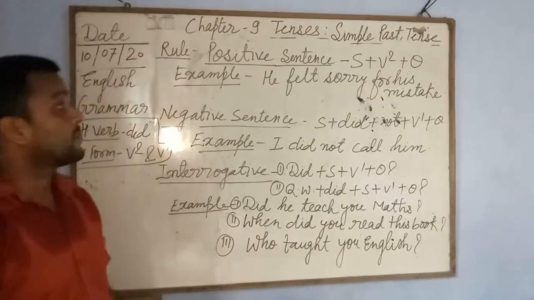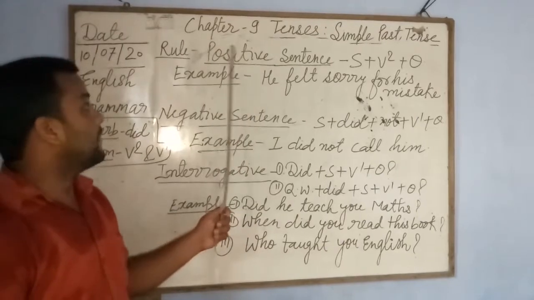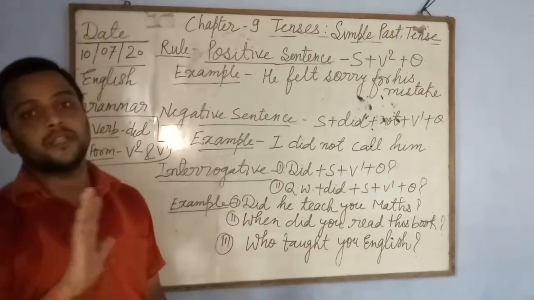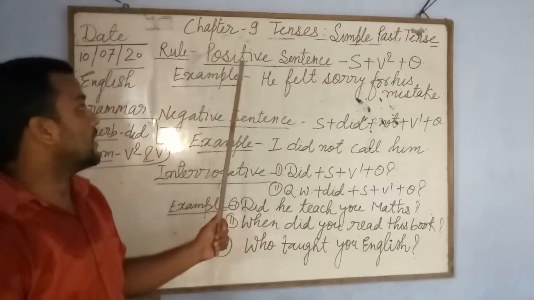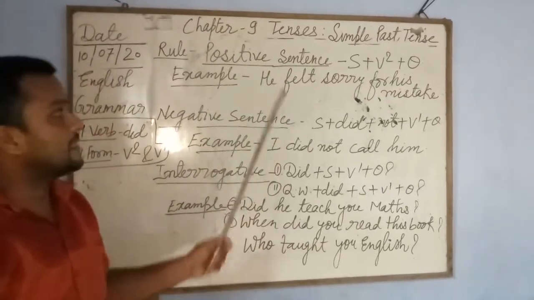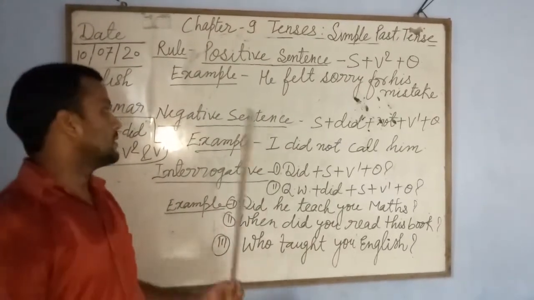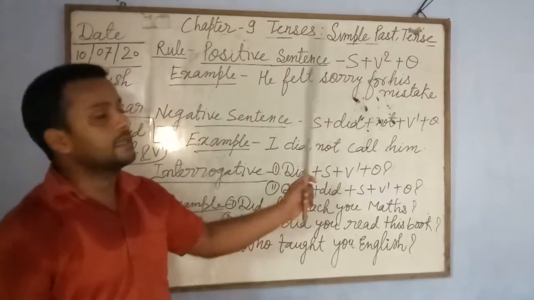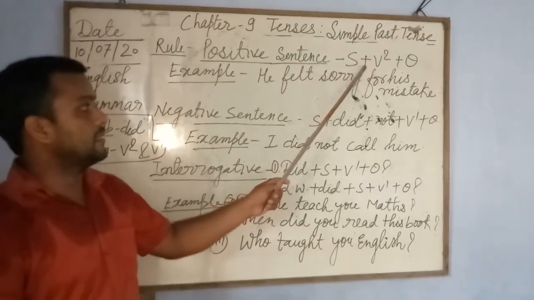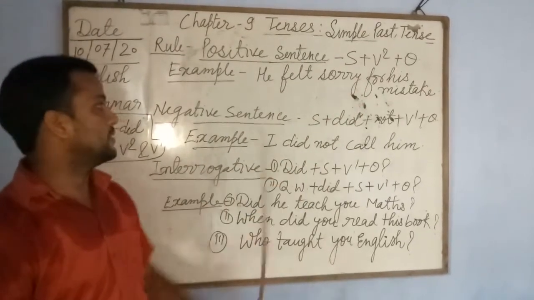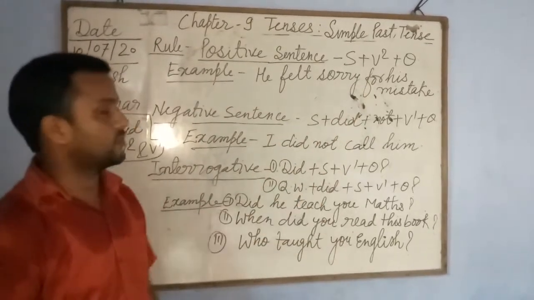Dear students, in the assertive sentence of simple past tense, we never use any helping verb. When the sentence is assertive and in simple past tense, then we never use the helping verb did in this sentence. Okay? What do we write? Subject, then verb second form, and then object. Example: he felt sorry for his mistake.